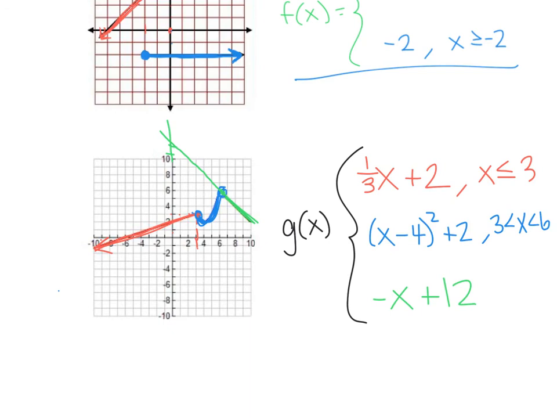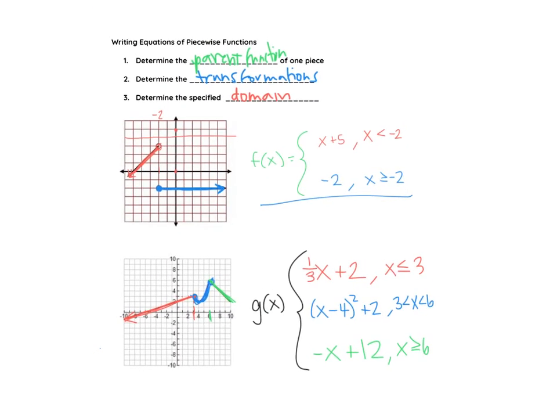The domain that this is defined for, let me erase this part, is where x is greater than or equal to 6. So starting at the 6, is when we pick up the green function. So that's, in a nutshell, how to create the equations of piecewise functions given the graph.